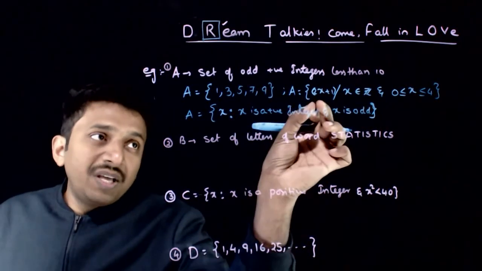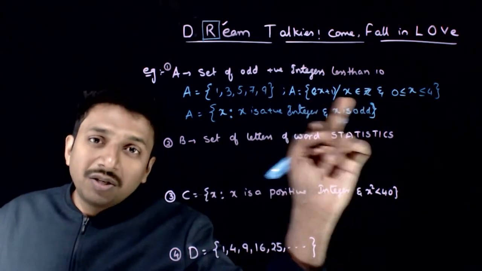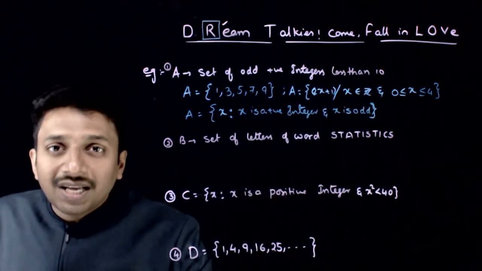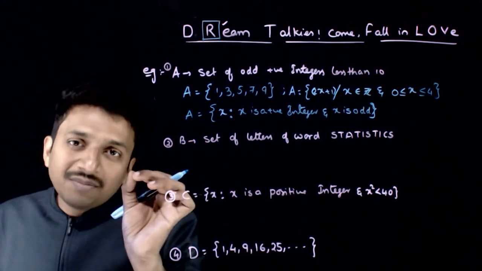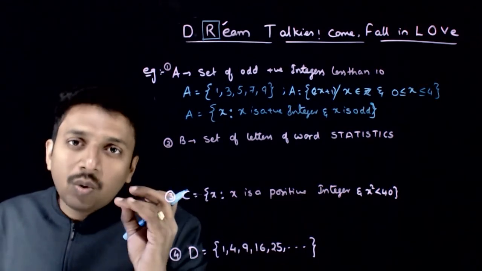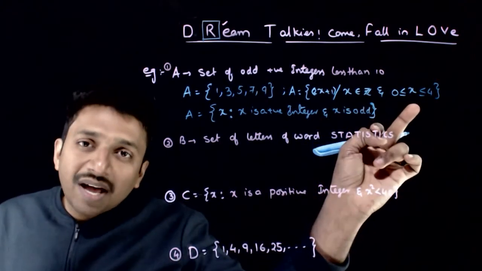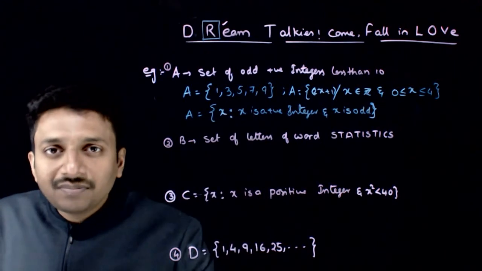So what does this mean? A contains elements of the form 2x plus 1 where x belongs to integers and x is in between 0 to 4. That means x cannot take all the integer values. It has to be starting from 0 and going till 4. That is 0, 1, 2, 3, 4. It can take 5 values, corresponding to 5 values of x. You get 5 values: 1, 3, 5, 7 and 9.